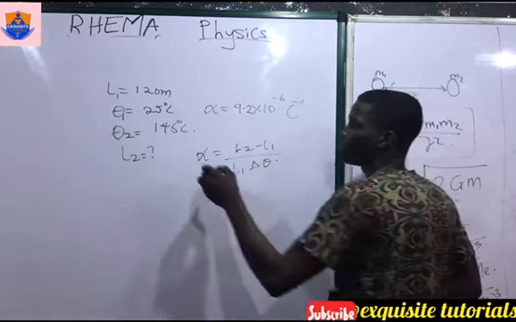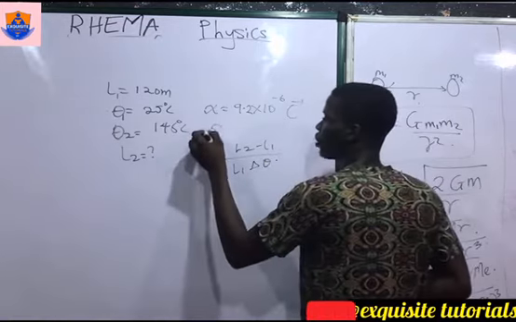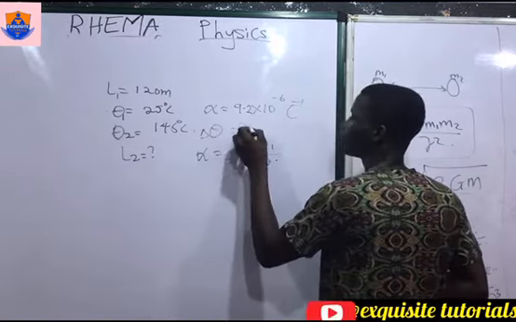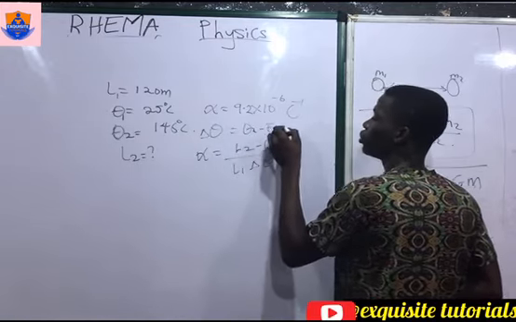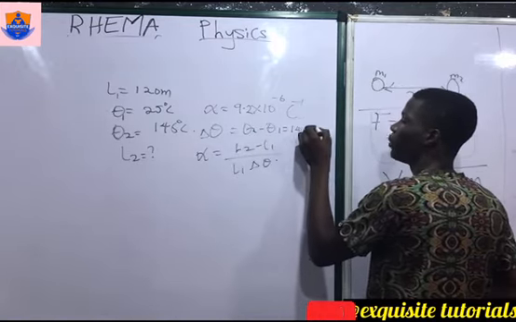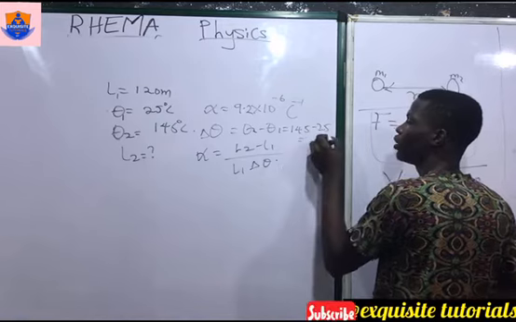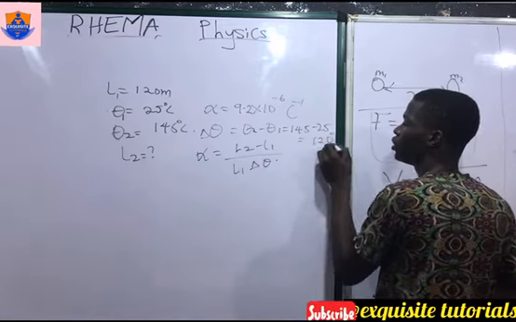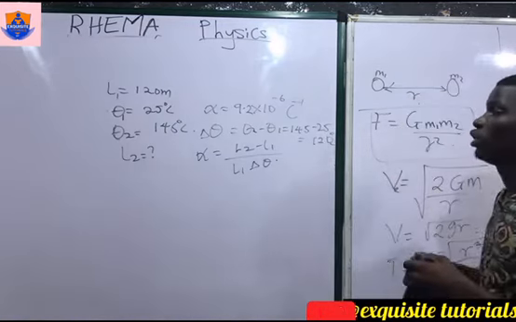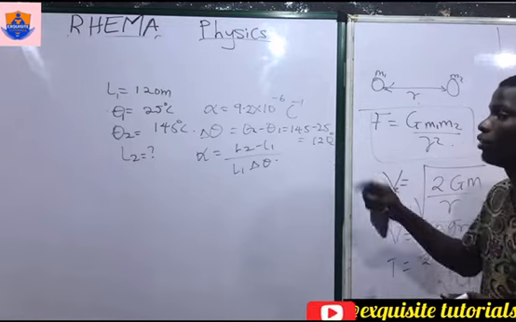So now from here you can determine your delta theta. Our change in theta is equal to theta 2 minus theta 1. So it will be 145 minus 25. If you do that, you'll be having 120 degrees Celsius as your value.